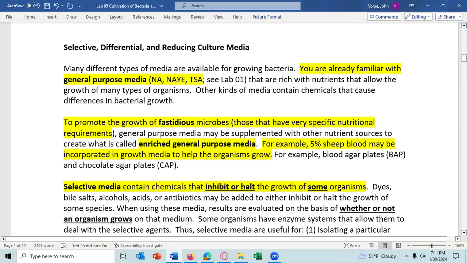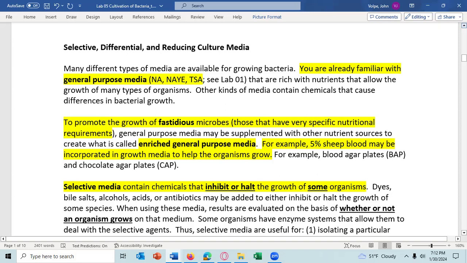These allow you to grow many organisms, but not everything will grow on general purpose media. Fastidious organisms will not. To promote the growth of fastidious microbes that have very specific nutritional requirements, we need to grow them on an enriched general purpose media. For example, blood agar contains 5% sheep's blood added to the agar to help organisms grow.